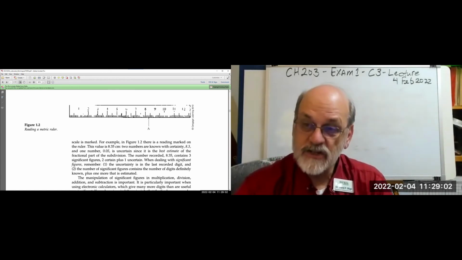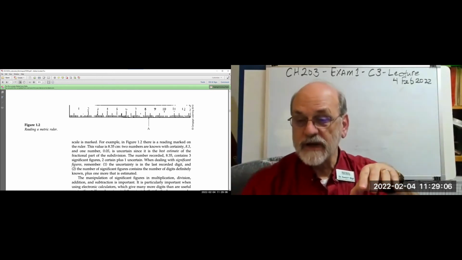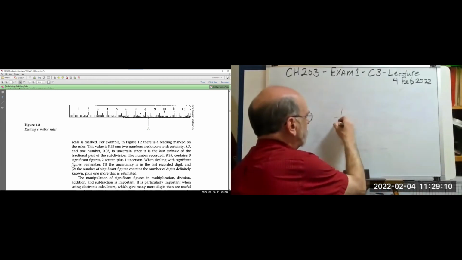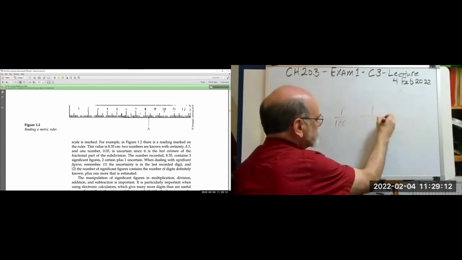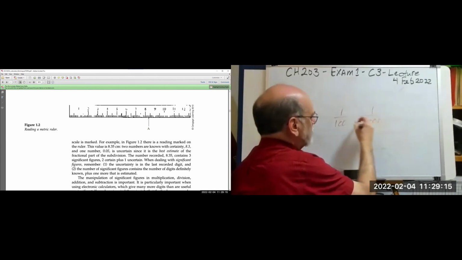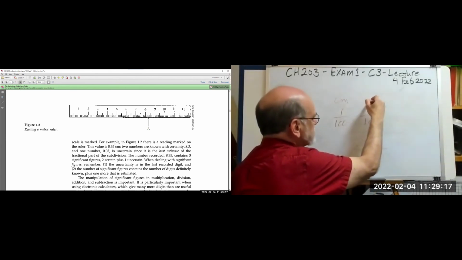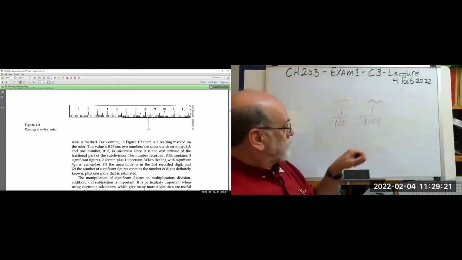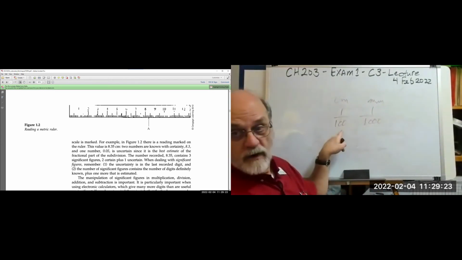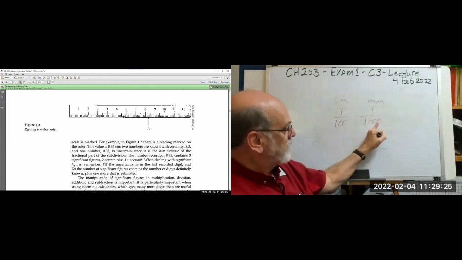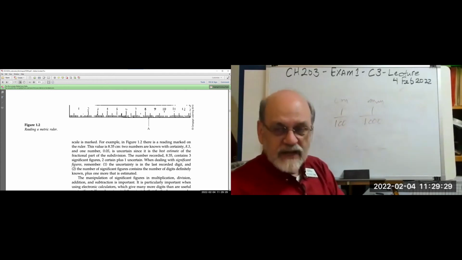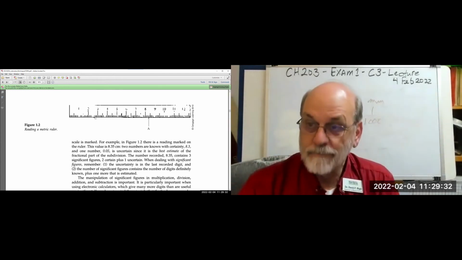So what's the relationship between a centimeter and a millimeter? Well, the relationship between 1/100th and 1/1000th. This is a centimeter. This is a millimeter. So how many of these does it take to make one of those? Well, it's just one decimal place. It takes 10 millimeters to make a centimeter. So each one of those little lines is a millimeter.